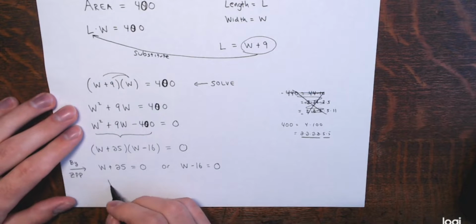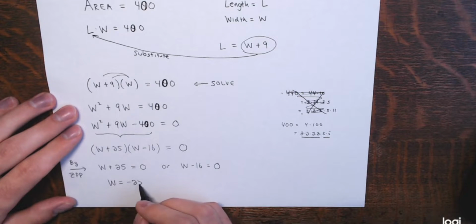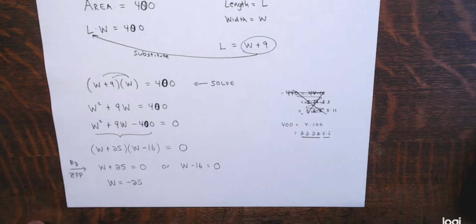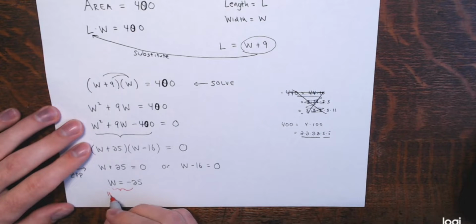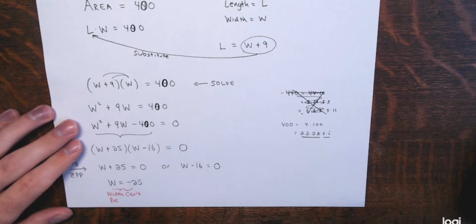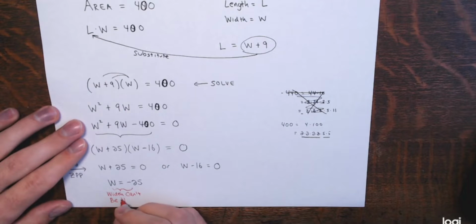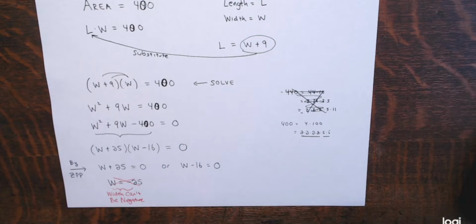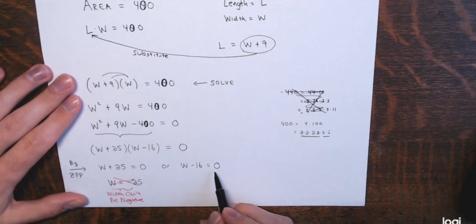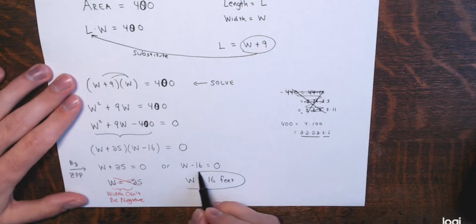First equation, w is going to be equal to negative 25. But remember, w represents the width of a rectangle. Width can't be negative. Width is some sort of measurement of distance. We're not going to talk about negative width. Width has to be a positive quantity, so I'm not using that one. I will use the other one though. w minus 16 equals 0 implies that w equals 16. The area was given in square feet, so this will be in feet. So there's the width.